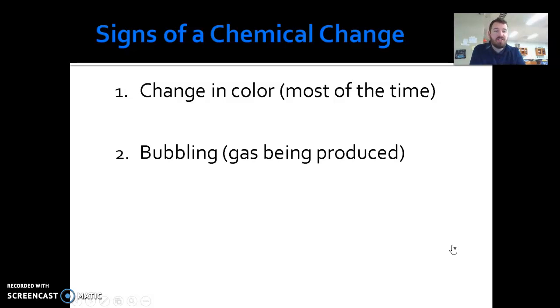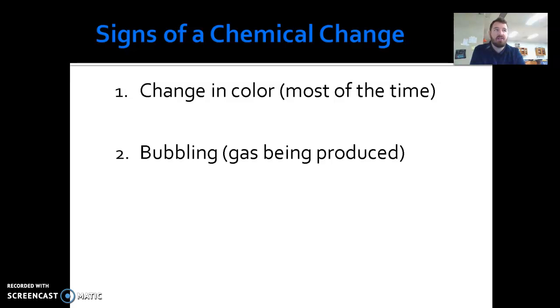Bubbling. When you see bubbling when combining two substances, a gas is being produced. Now, this does not include when I heat up a substance and bring it to a boil. Because remember we said a phase change is a physical change. So boiling is not included here.